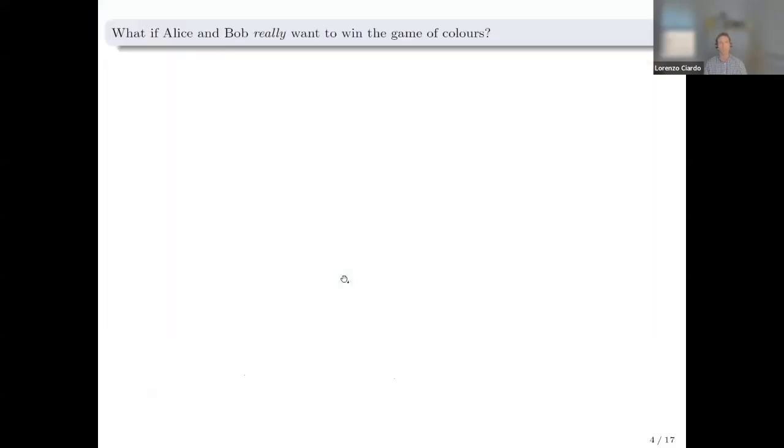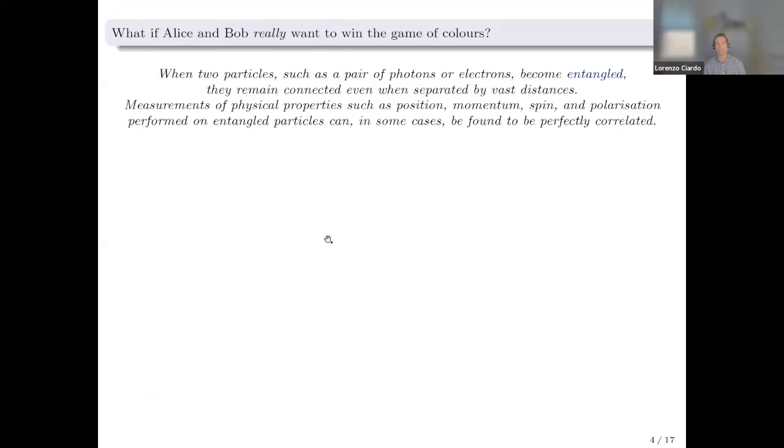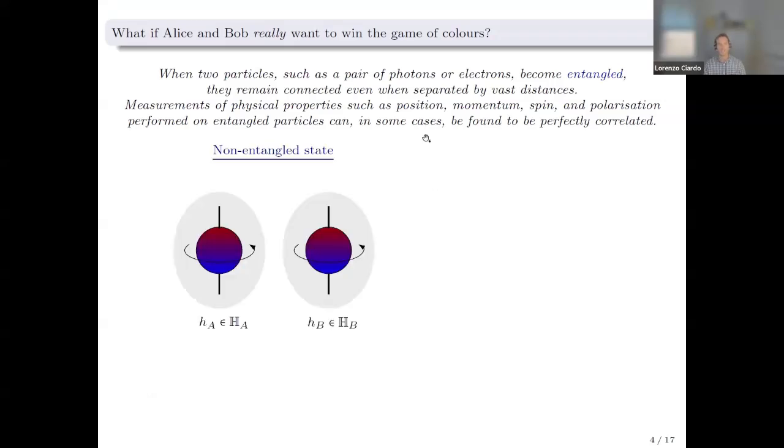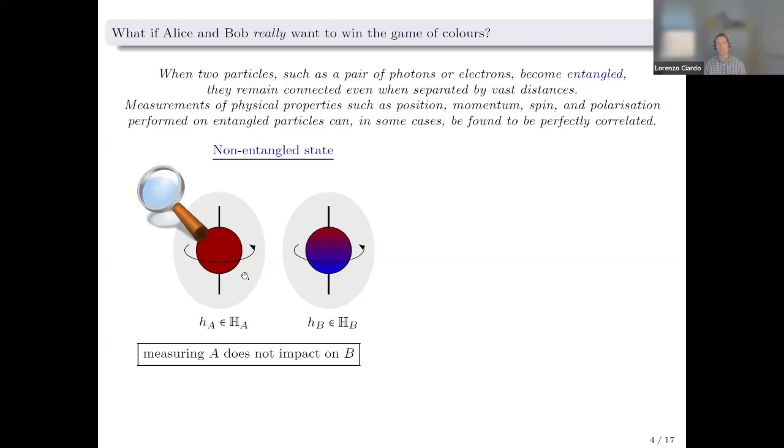Okay, suppose now that Alice and Bob really want to win the game. So they study quantum mechanics and they find out about entanglement, which essentially means that there can be correlations between particles that are stronger than classical ones. So at a very intuitive and basic level, if I have two particles that are in a non-entangled state, I can describe each of them individually as a vector in a Hilbert space, and if I measure one, the outcome is not going to impact the state of the second particle. This is mathematically because the state of the bipartite system is a product state, so it's a tensor product between the individual states.